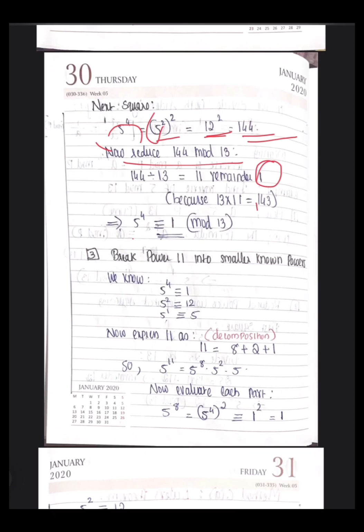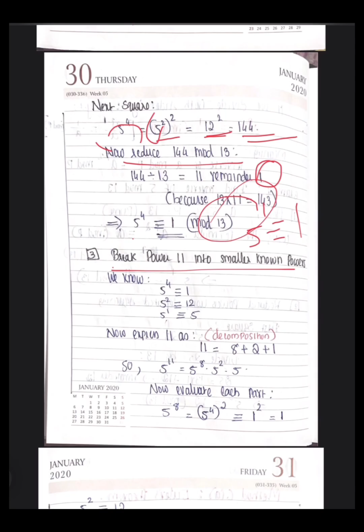In this case, we have found the values. 5 raised to 1 is congruent to 5. Then going to the next step, that is breaking the exponent 11, which means breaking the power of 11. We want to express 11 using decomposition. Here, decomposition means breaking a number into smaller convenient parts.